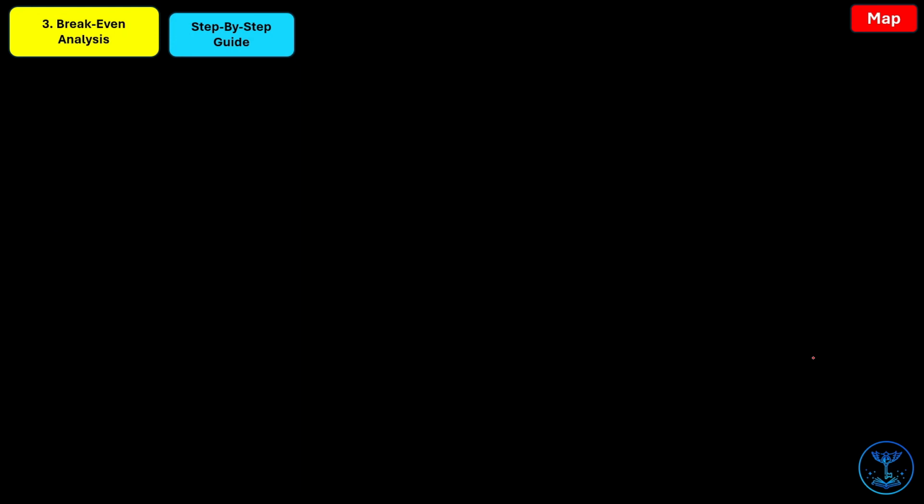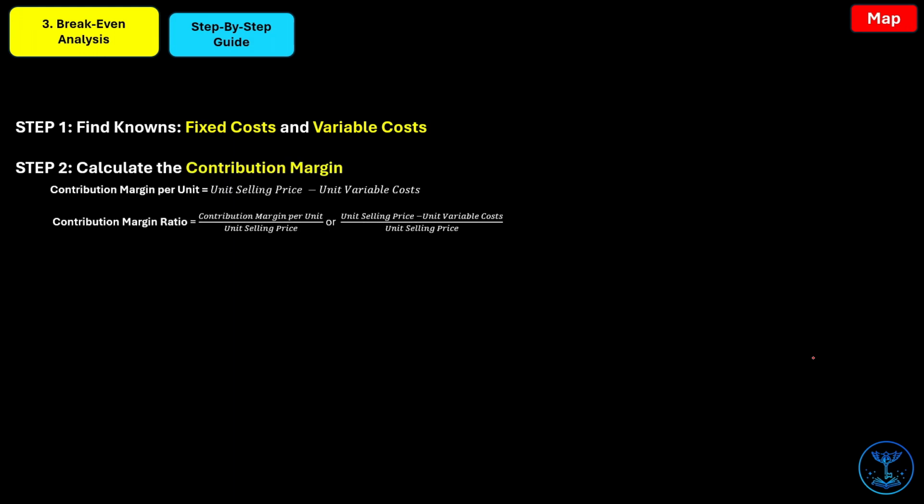So let's look at a step-by-step guide. So step 1, find your knowns, your fixed costs and your variable costs. This might be given, or usually it's given in a question. Then step 2, calculate the contribution margin. So looking at these formulas, either your per unit or your ratio. In some cases, you might have to find both depending on the next step.